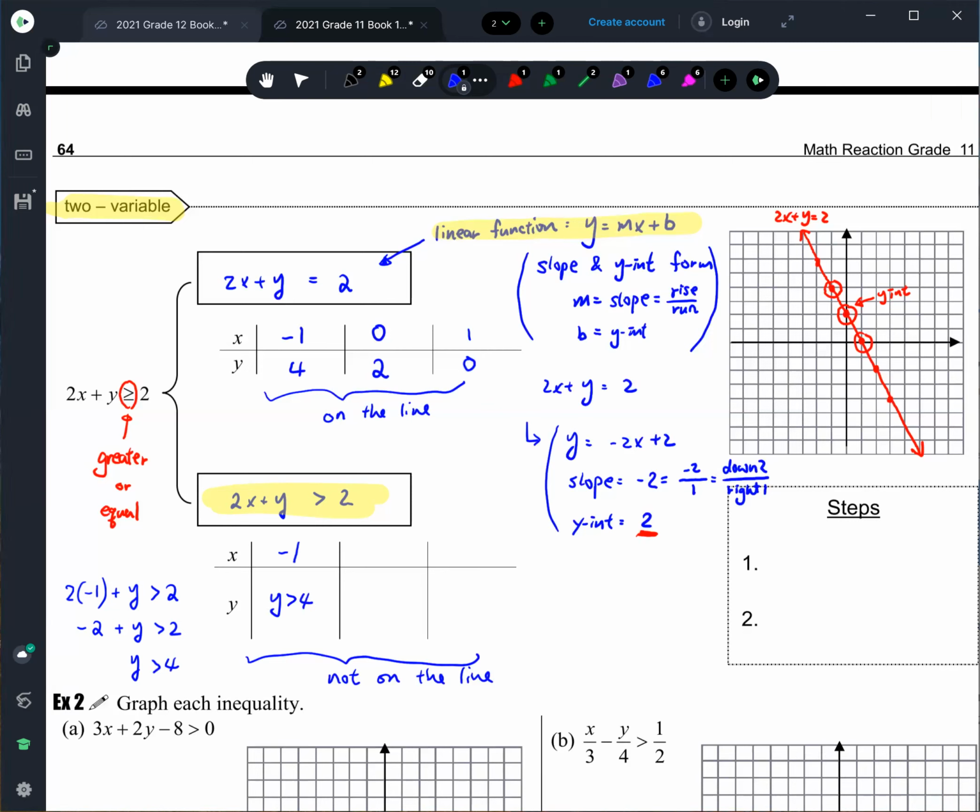So when x is -1, you have y greater than 4, instead of y equal to 4. Look at the table on the top. Before it was y equal to 4, so it's right on the line. But now it's y greater than 4. It's not on the line. Please raise your hand if you get it so far.